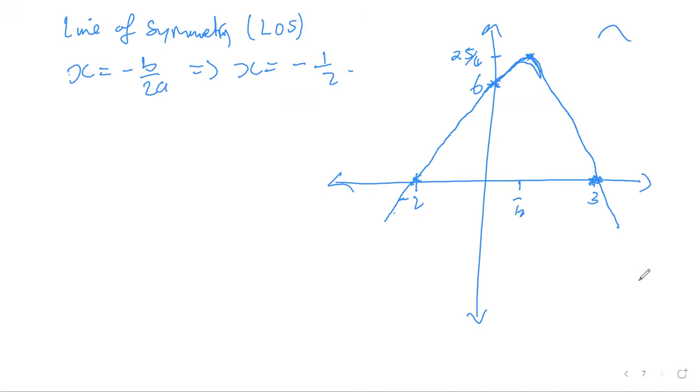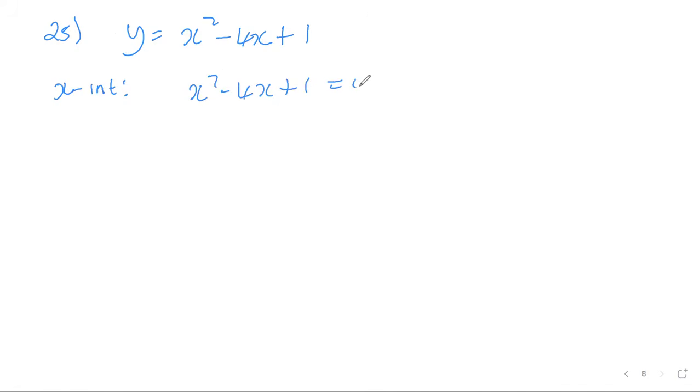Okay, let's see if we can take another example of the parabola. Number 25. Number 25 says we should sketch y equals x squared minus 4x plus 1. So again, we get our intercepts, x-intercepts: x squared minus 4x plus 1 equals 0. We want to solve that.